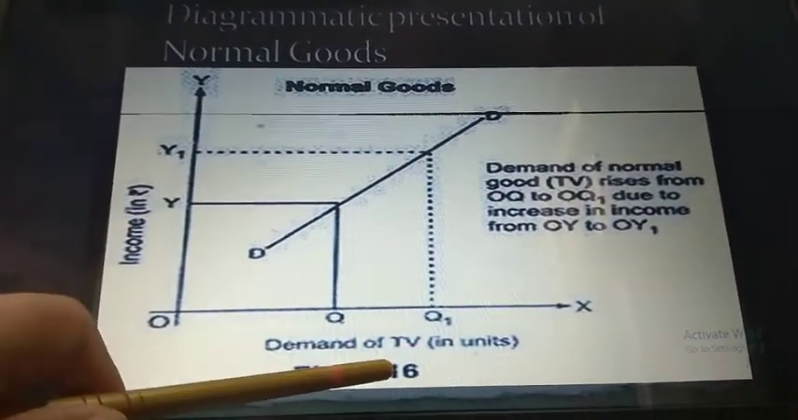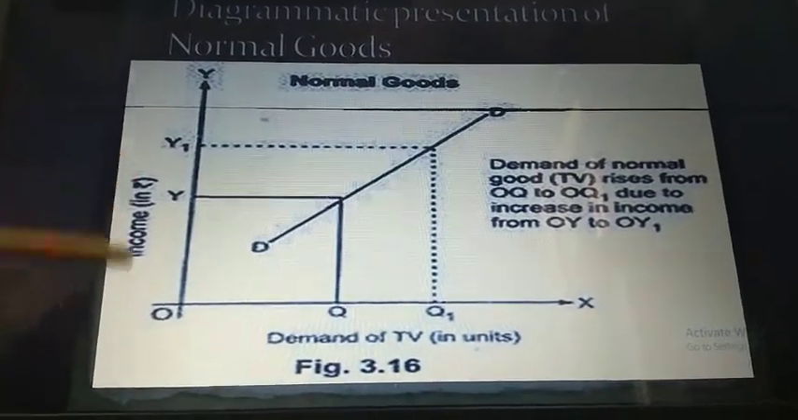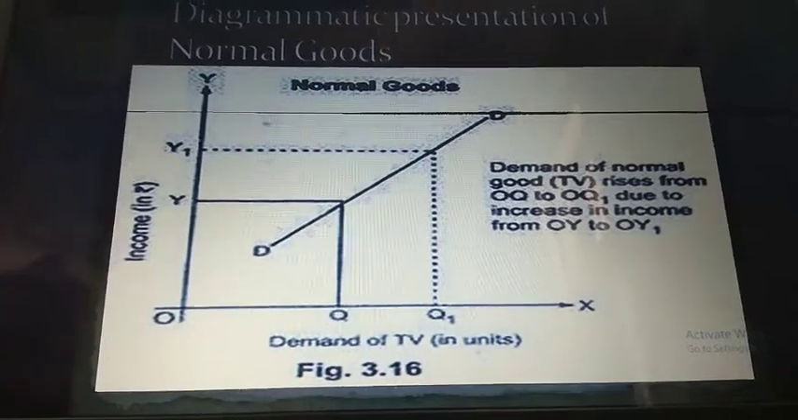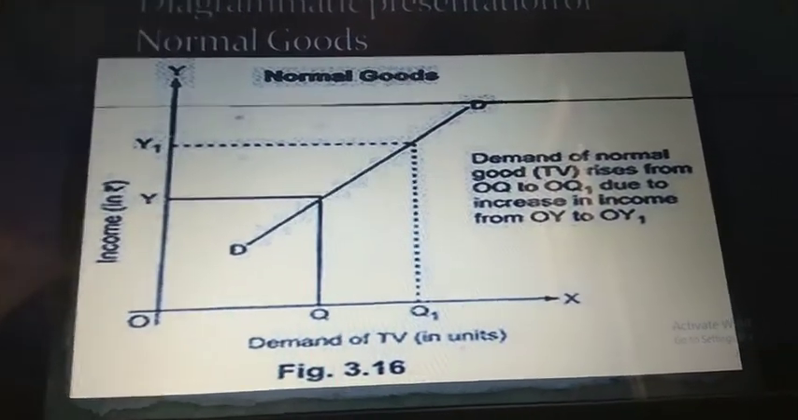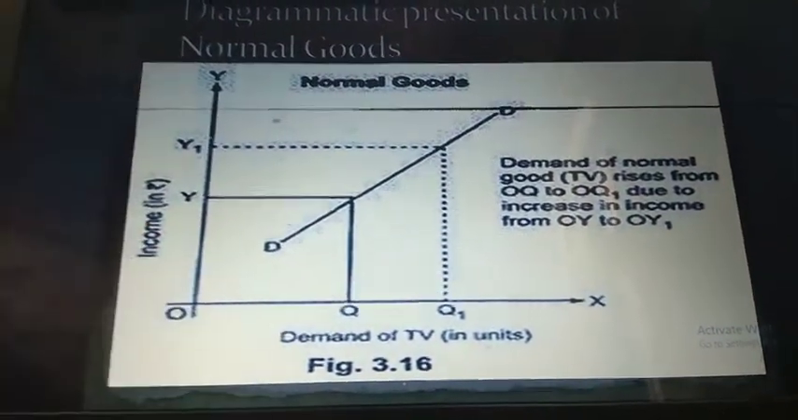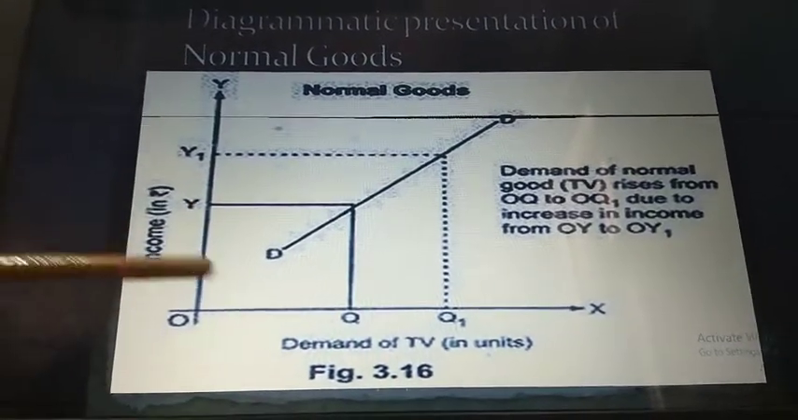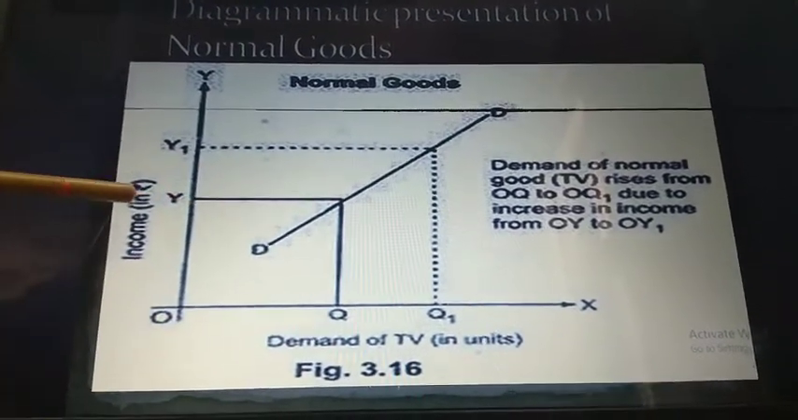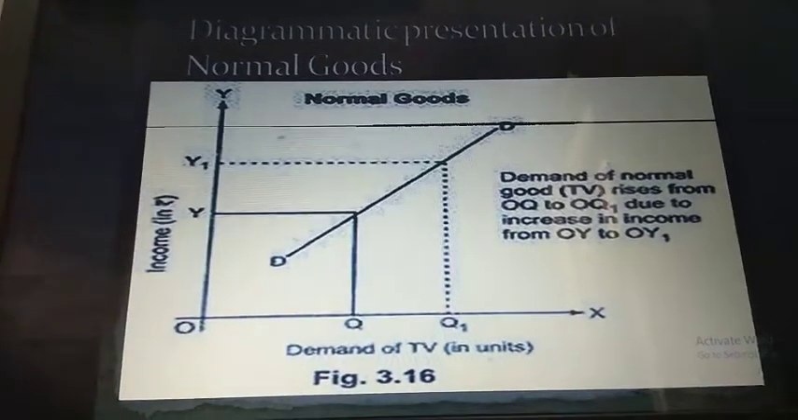We have taken demand of color television in units, and on the y-axis we have taken the income of the consumer. So what has been done now in case of normal good? If the income of the consumer rises, the demand of normal good also rises. So in case of normal good, the demand of normal good and the income of the consumer establish a direct relationship.